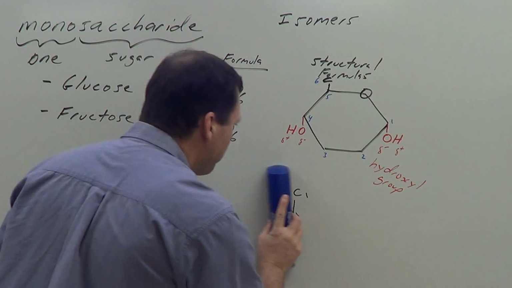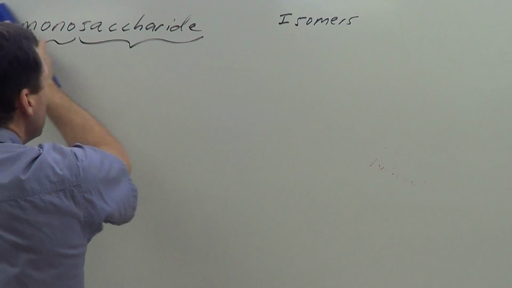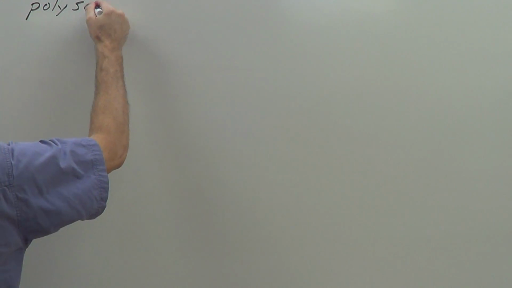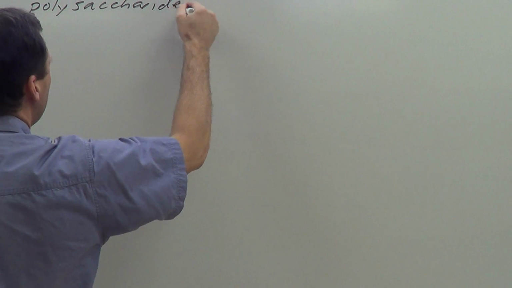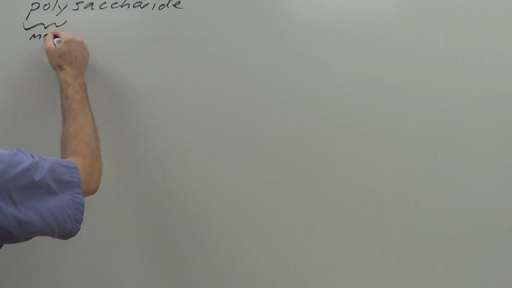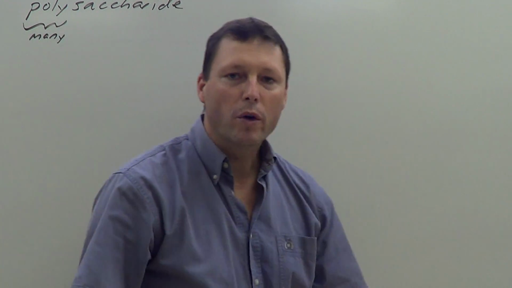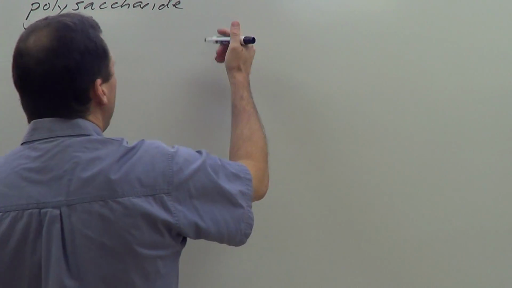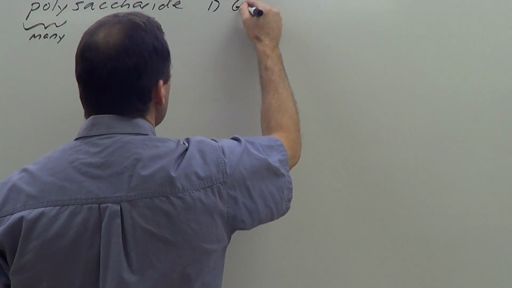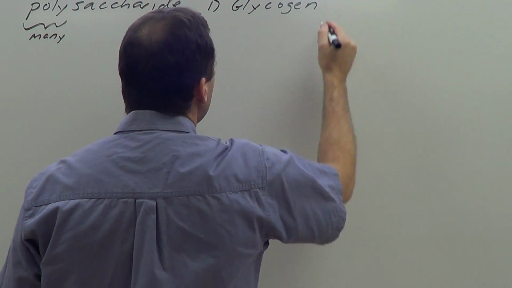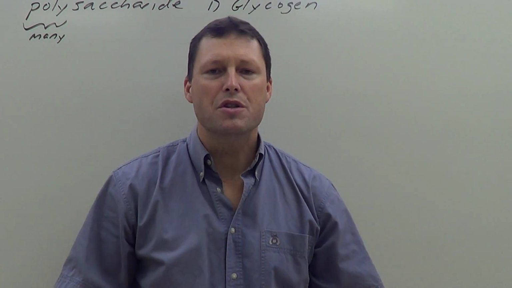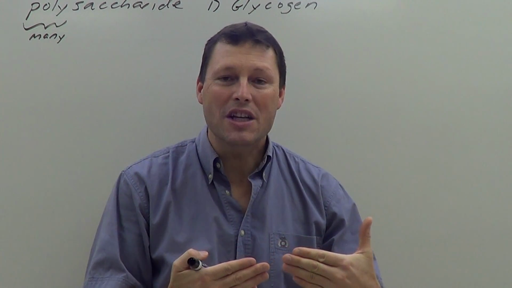I'm going to erase this. Let's go ahead and throw the word polysaccharide up there. Again, poly means many, and saccharide means sugar or sweet. And there's lots of different polysaccharides, but there's 3 really big ones that I would like you to be familiar with. Number 1 is going to be called glycogen. And glycogen is a polysaccharide. It's made up of hundreds to thousands of glucose molecules all connected to each other.